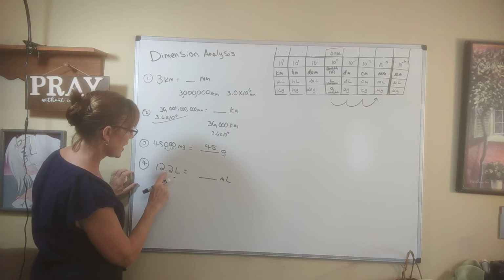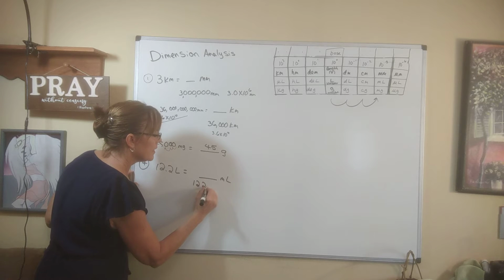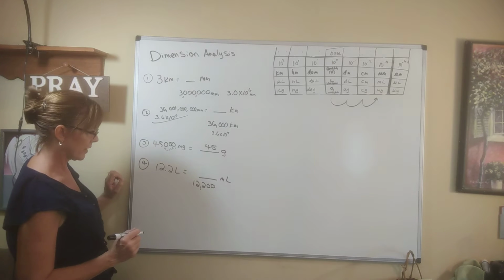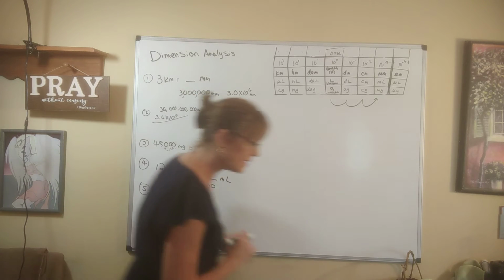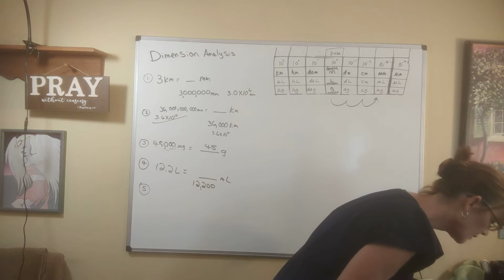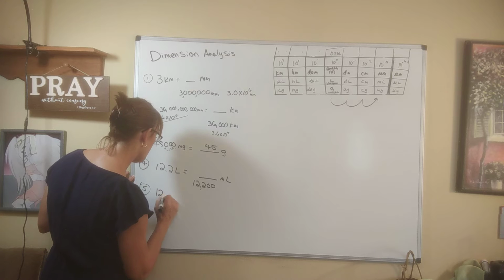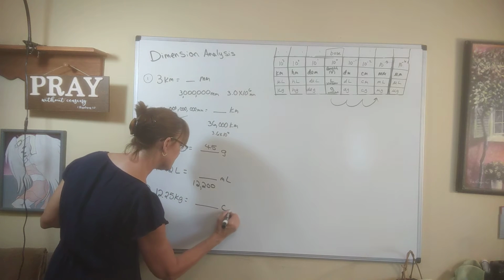Take your decimal, travel 3 to the right. So that's going to be 1, 2, 3. 12,200 milliliters. Okay. So number 5 goes like this. How many centigrams are in 12.25 kilograms? 12.25 kilograms are equal to how many centigrams?